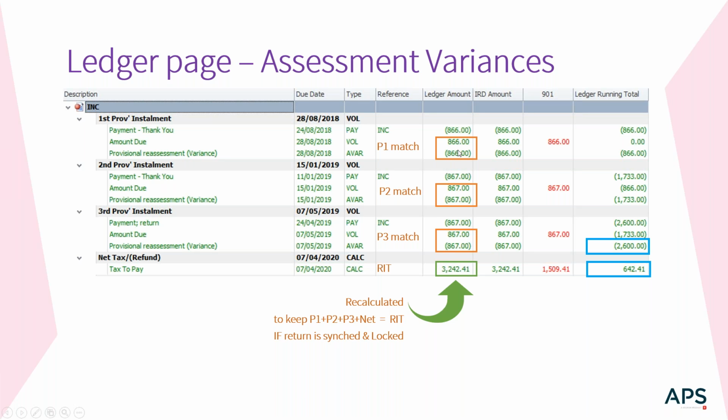If there was a variance where we ended up with a balance for those provisional instalments, this net tax to pay calculation figure would just be the difference between the total of those and RIT. So again, we can see in this scenario, the final running balance, regardless of the matching and so on, still equals the 642.41 balance that we had previously.